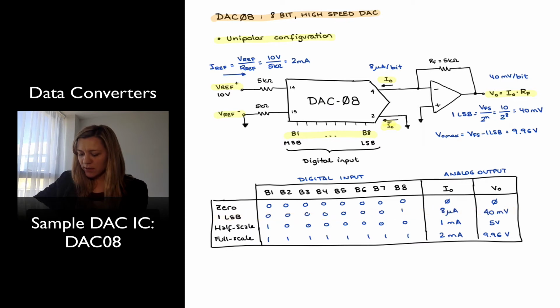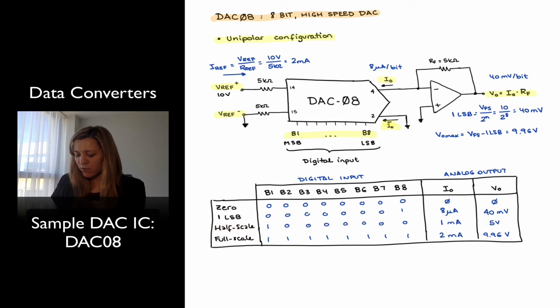Then at half scale, which basically corresponds to the point where the most significant bit is set to 1 and all the others are set to 0, I get half the full scale range. So for the current, I will get 1 milliamp, which is half of the 2 milliamps full scale current range. And for my output voltage, I get 5 volts, which is half of the 10 volts full scale.